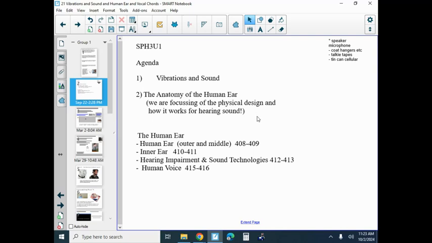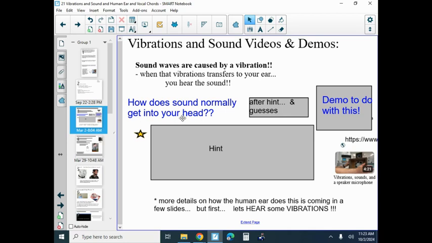One of the things we'll look at is the path of sound and how it ends up transferring through to you hearing it in your perception or in your brain. So to get started here, vibrations and sound videos and demos. Of course, we know sound waves are caused by a vibration. When that vibration transfers to your ear, you end up hearing the sound. Of course, that makes sense, right?